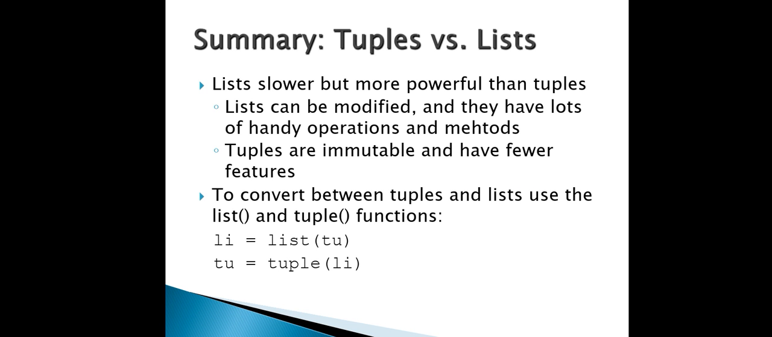Summary: tuples versus lists. Lists are slower but more powerful than tuples. Lists can be modified and they have lots of handy operations and methods. Tuples are immutable and have fewer features. To convert between tuples and lists, use the list function and the tuple function: li = list(tu) and tu = tuple(li).